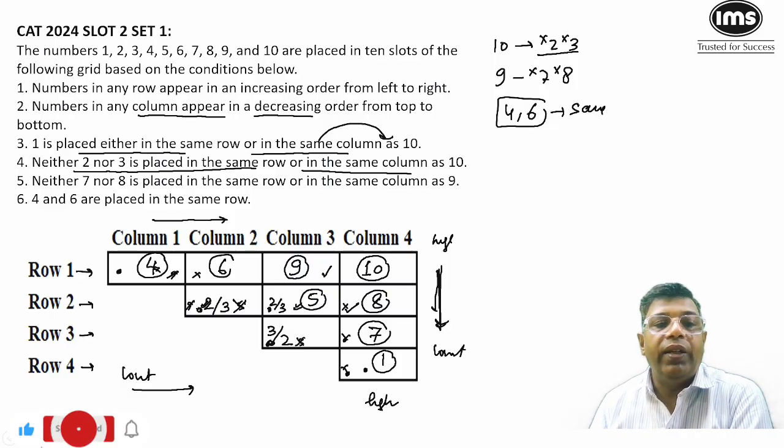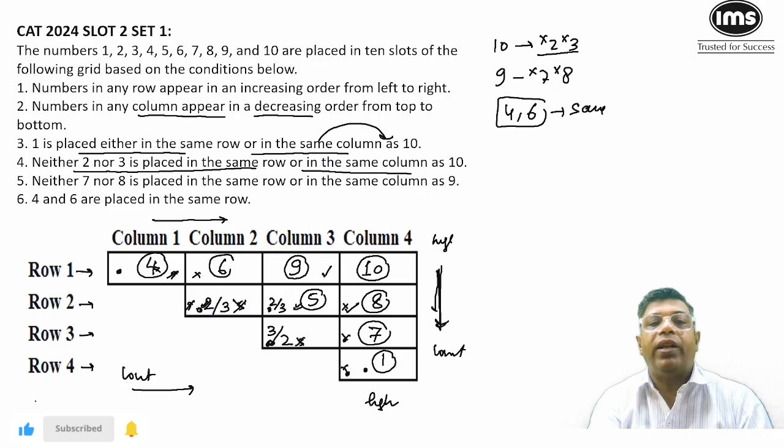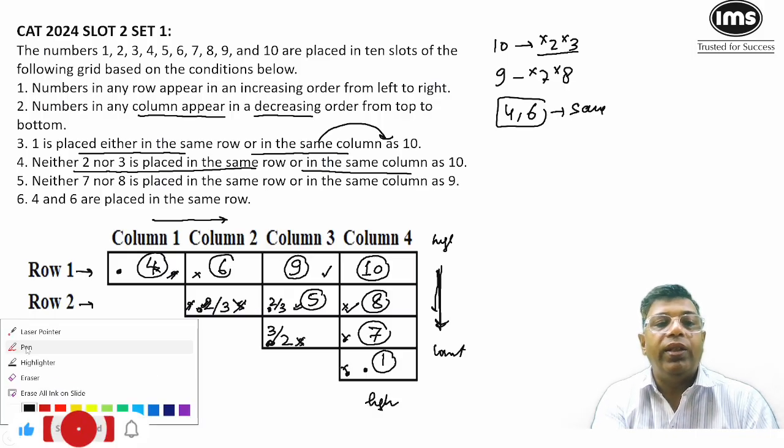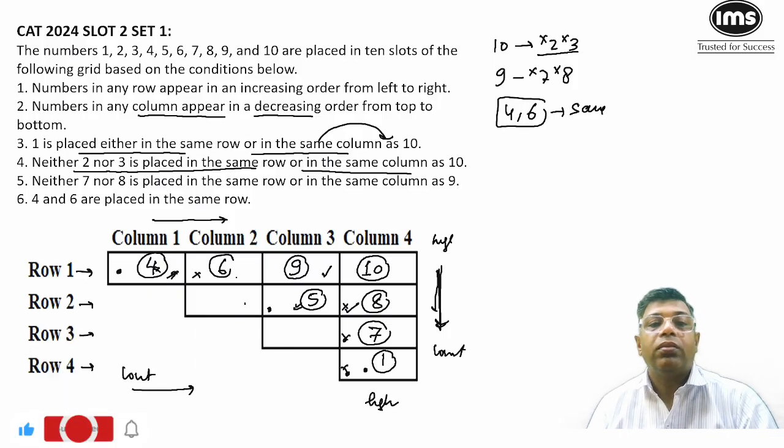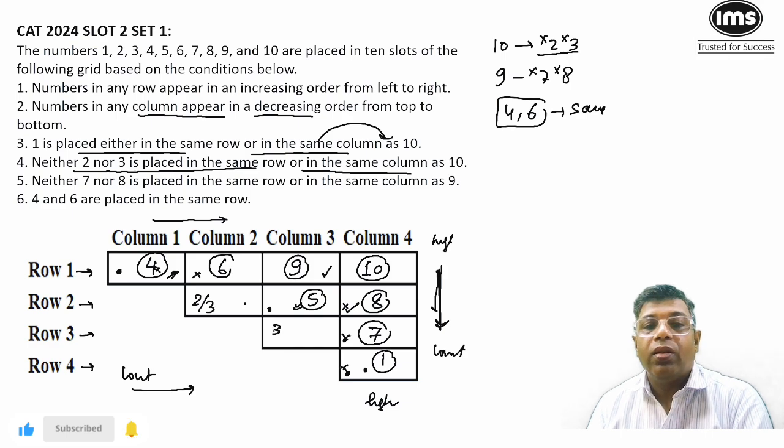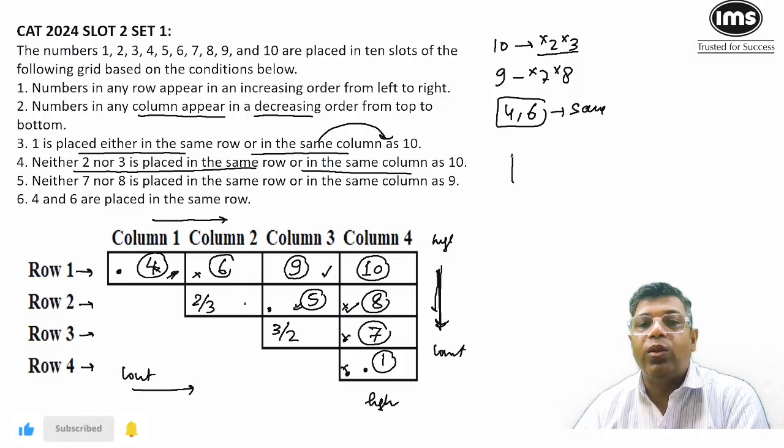And for 2 and 3, we are not sure. So there are two possibilities that we can make. Alternatively, 2 and 3 will come in this position or in this position. So that is one way of solving the set. But this was only one case where we have taken 9 over here. What about if you take 9 over here? So we'll analyze that case also.